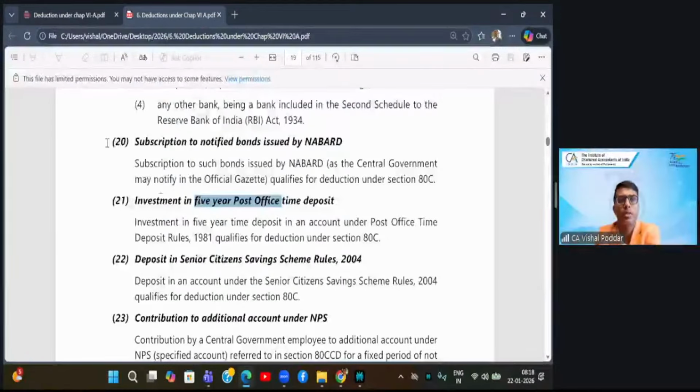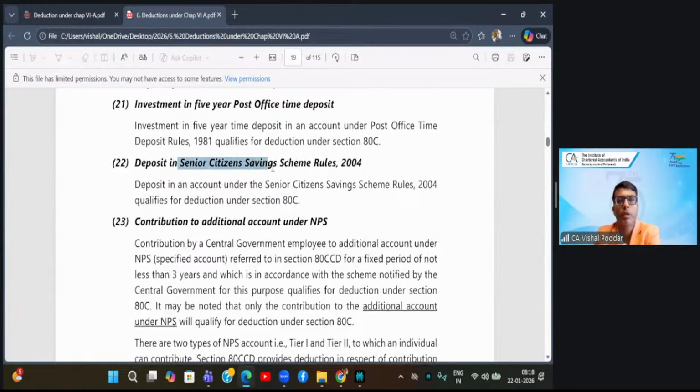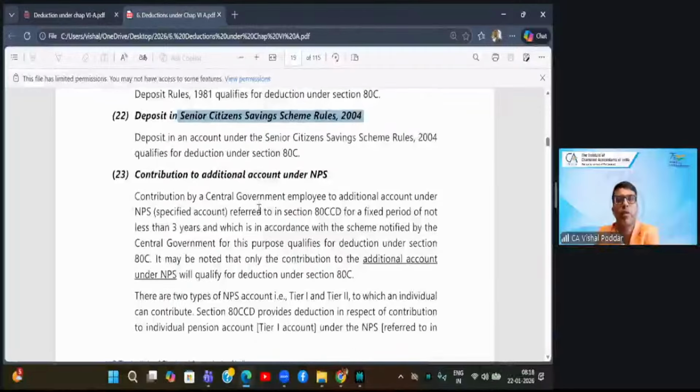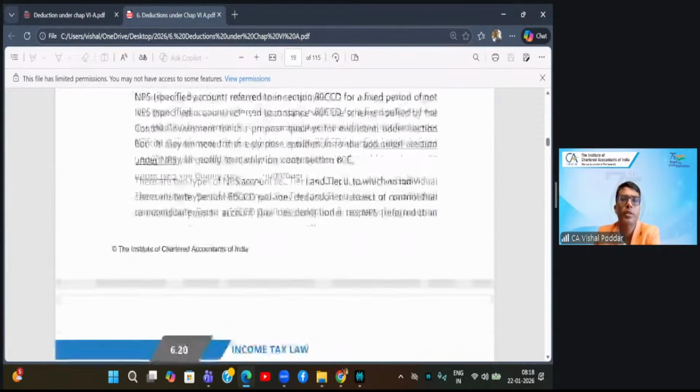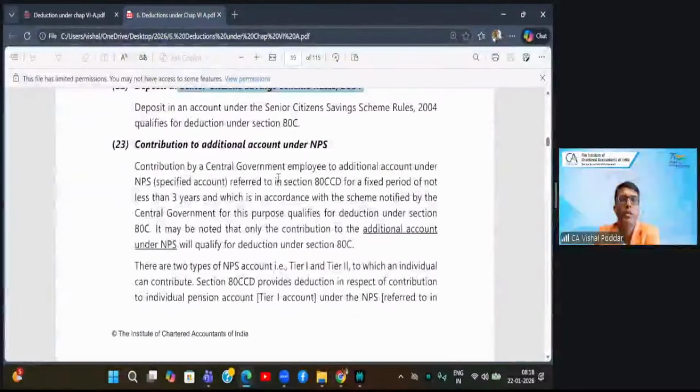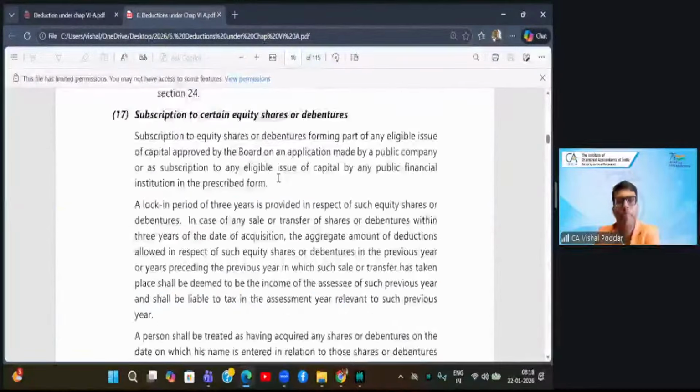Both investments are eligible. Next, you have purchased notified bonds of NABARD, or if you are a senior citizen, you have deposited money in the senior citizen saving account. You say you're not senior, but while you are working, you deposit in this account so that when you become senior, you get payment from here. So whatever amount you have deposited in your senior citizen saving scheme, that is allowed. And last is NPS. So these are the different payments which are covered in ATC.